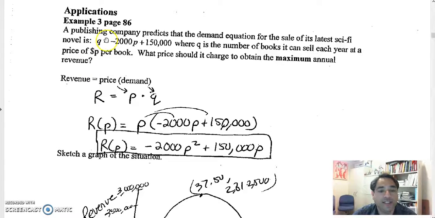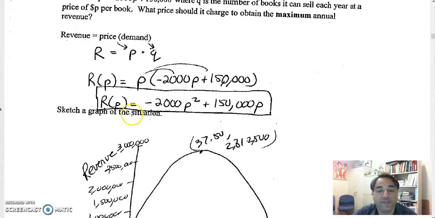So first of all, this is demand, this is not revenue. As we learned in the previous chapter, to find revenue, it's price times demand. Demand is negative 2,000 P plus 150,000. Price, we don't know. Again, there's P. So we take P multiplied by Q, distribute. We get a revenue function first: negative 2,000 P squared plus 150,000 P.